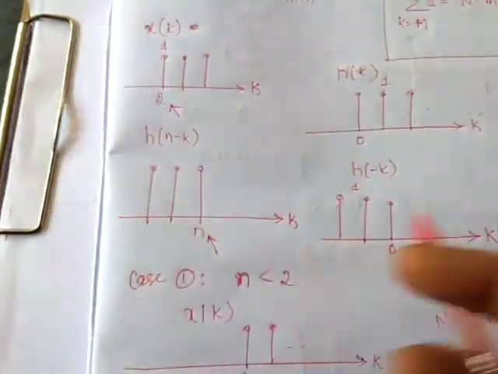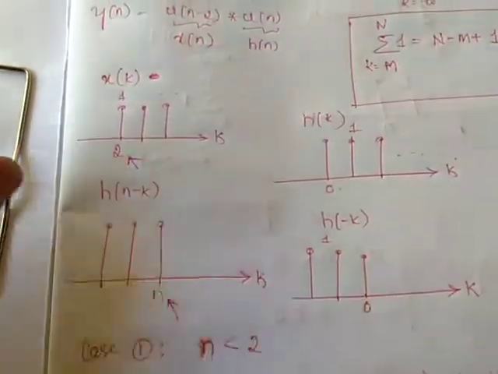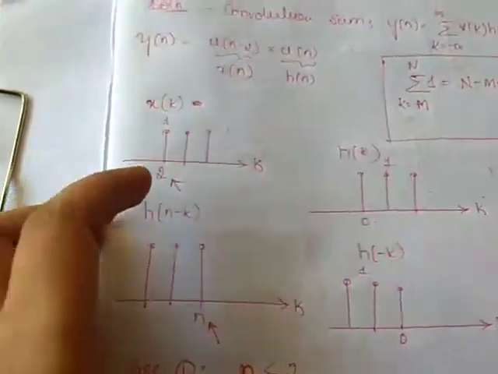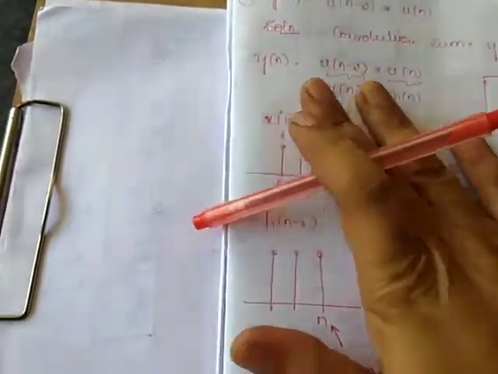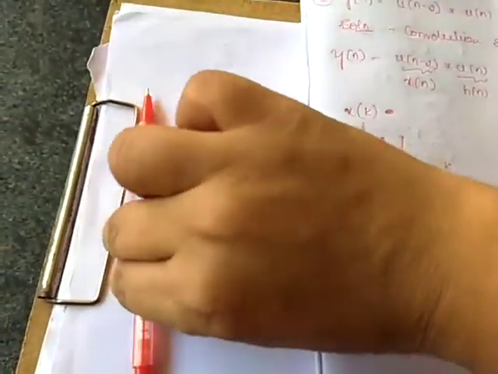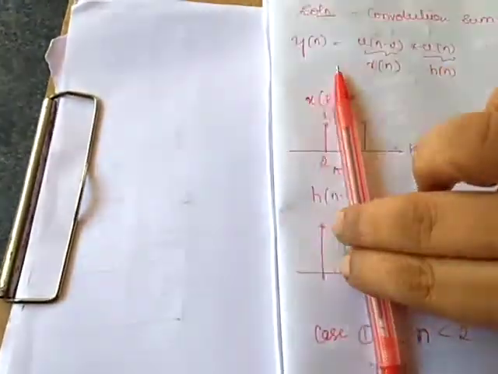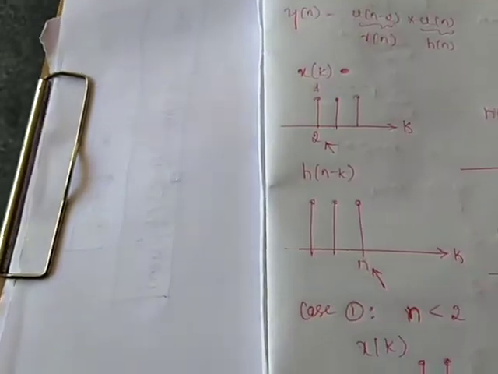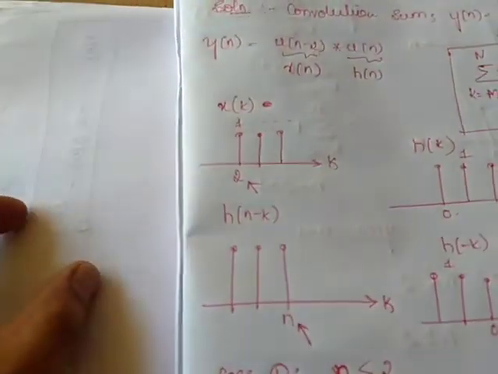The first interval. You are moving h of n minus k from one side to another side, like this. Suppose this notebook is your x of t, and this pen is your h of n minus k. You are moving this from one side to another side. Okay, so let me move it from one side to another side.